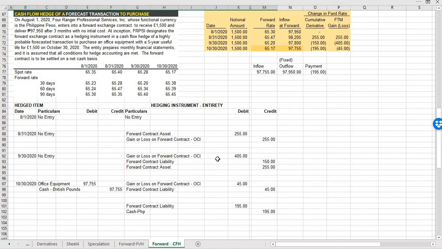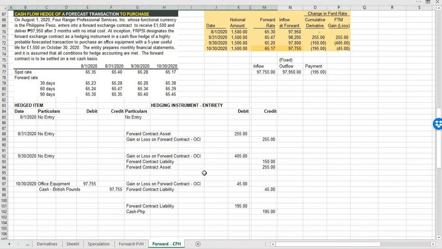At kailan natin i-reclassify itong other comprehensive income to profit or loss? Sabi ko nga, kapag magkakaroon na ng offsetting. So, kailan mangyayari yung offsetting? Mangyayari ang offsetting kapag ang ating hedge item ay nagkaroon na ng effect sa profit or loss. Dahil magkakaroon na ng effect ang hedge item sa profit or loss, that is the time na pwede na nating ilabas yung nilagay natin sa OCI papuntang profit or loss para ma-offset na niya yung corresponding account recorded in the profit or loss related to the hedge item.